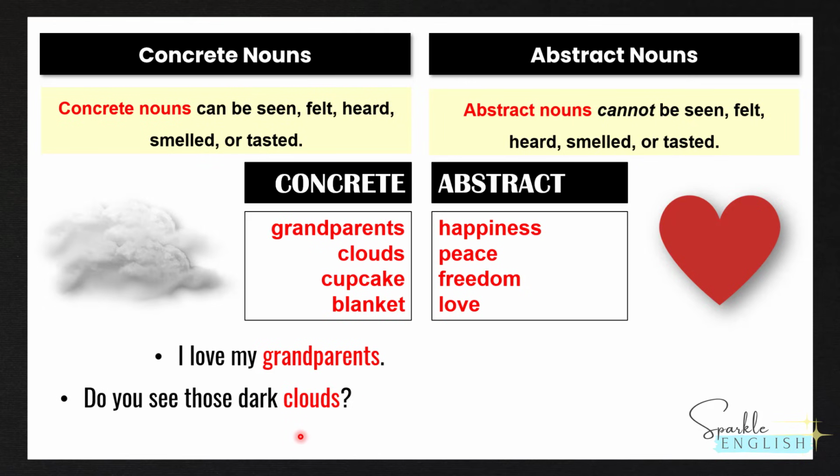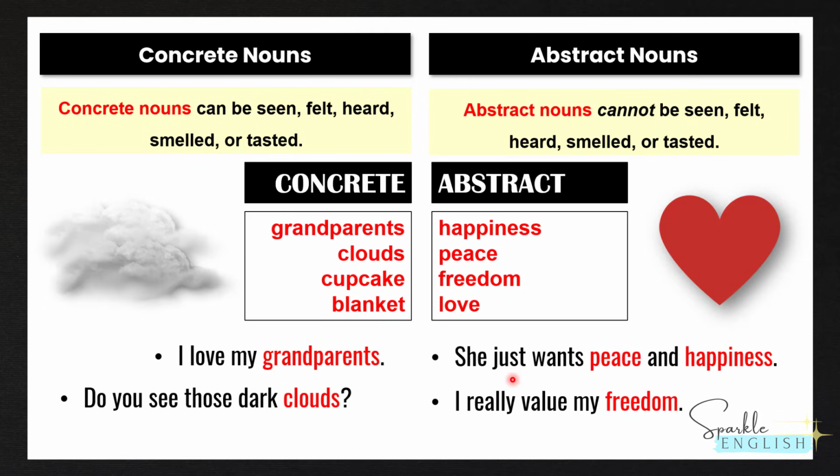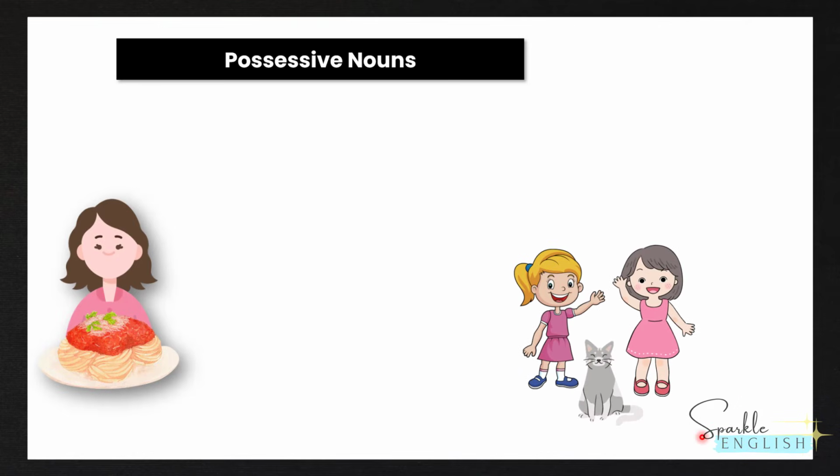Do you see those dark clouds? She just wants peace and happiness. I really value my freedom. Next, we have possessive nouns. A possessive noun is a noun that owns something.